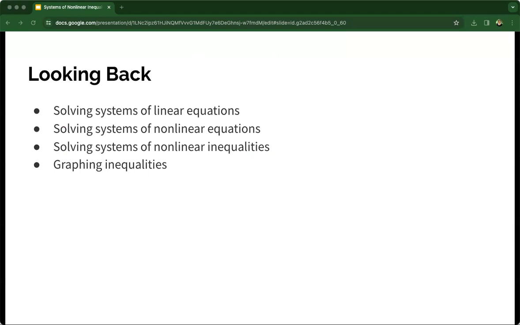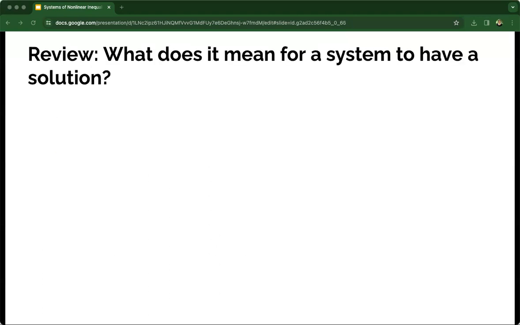Another lesson you will need to be fluent in is graphing inequalities. While you can solve for nonlinear inequalities without graphing, meaning algebraically, this lesson will primarily cover solving a system of nonlinear inequalities using graphing. So before we dive into what it means for a system not to have a solution, we first need to understand what it means for the system to have a solution.